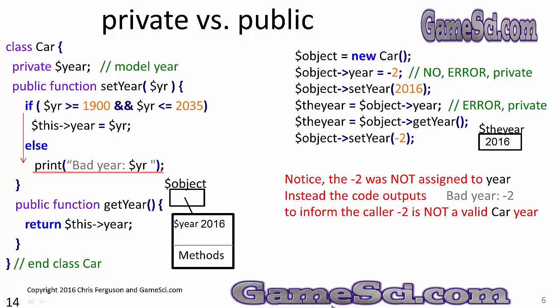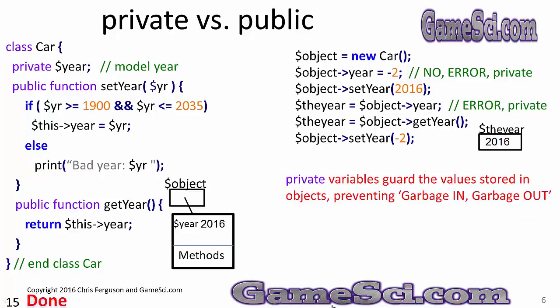That's what private variables do. They protect your data and make sure that no bogus information gets stored in them. Private variables guard the values stored in objects, preventing what we call garbage in, garbage out. This is one of the oldest statements in computer science. If you allow garbage data into your computer program, you'll get garbage data out of your computer program. If you allow garbage values to be stored into your property variables, you will get garbage out of your objects. Always make your variables private and then write a set method that makes sure the data that goes into them is good.